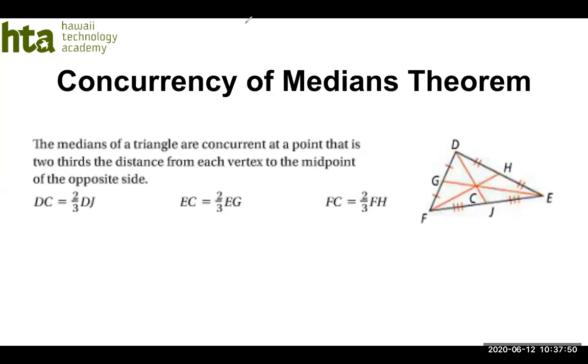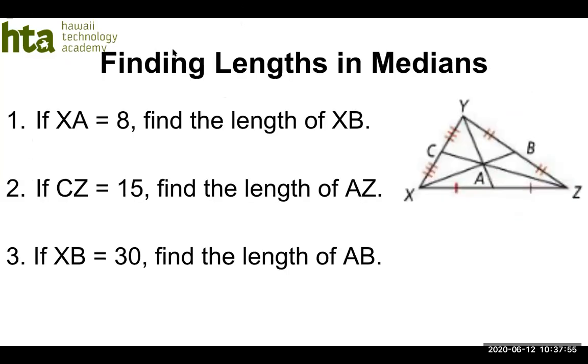All right, let's apply this theorem to some questions here. If XA is 8, find the length of XB. So let's find XA. XA is this distance right here. XA is from the vertex to the point of concurrency, so this is the 2X length. And from the midpoint to the point of concurrency is the single X length. All right, so what do we know? We know that XA is 8, so this 2X side is 8.